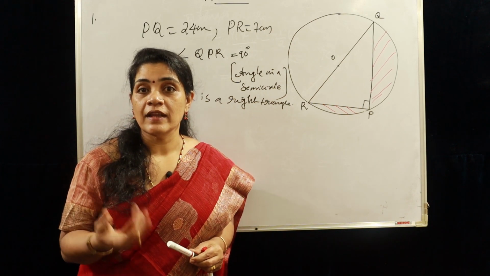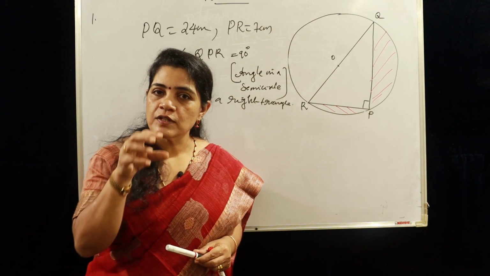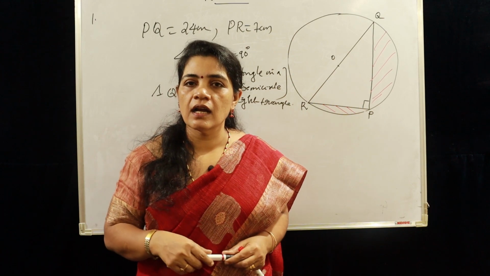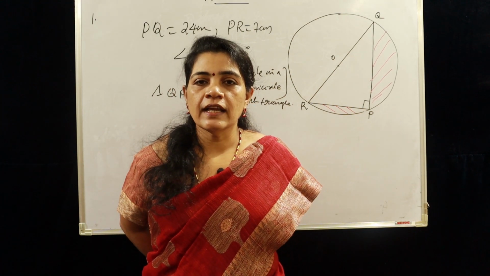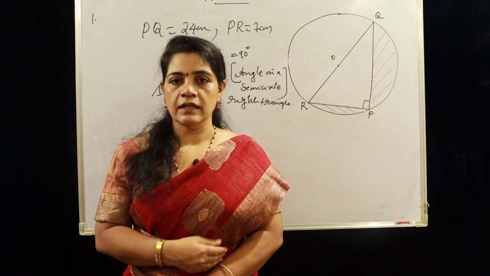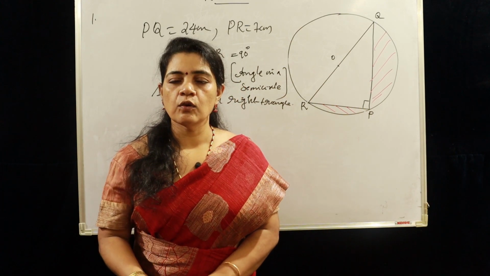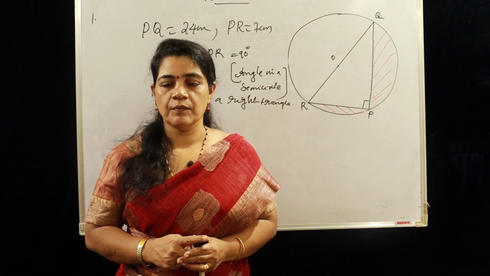So it will be very easy for you now. That means if you subtract the area of the right triangle QPR from the area of the semicircle, you will get the area of the shaded region. That is what we are going to do in the next step.